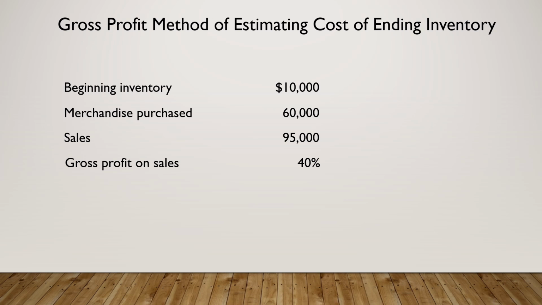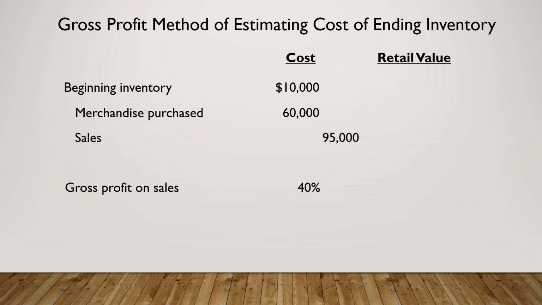On the bottom of page 23, you'll find the following information. Let's determine the cost of ending inventory using the gross profit method. As you can see, this method is useful for when you don't have the retail values for beginning inventory or purchases. First, organize the information as we did under the retail method.